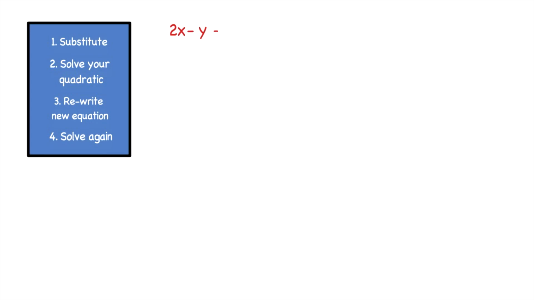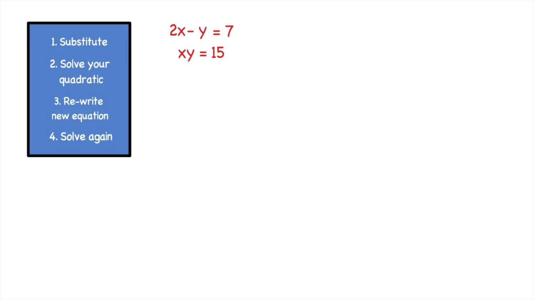Let's try another practice question. Here I have 2x minus y equals 7 and xy equals 15. xy equals 15 is nonlinear. It doesn't have any powers, but if you're doing an x times a y, you will still get a curve or a circle. Our first step is substitution.